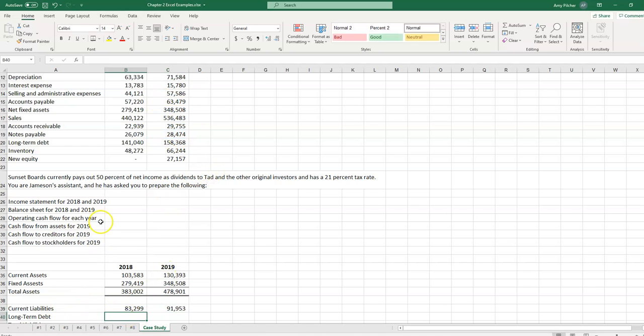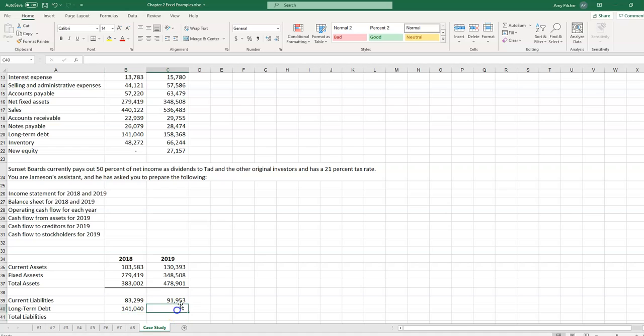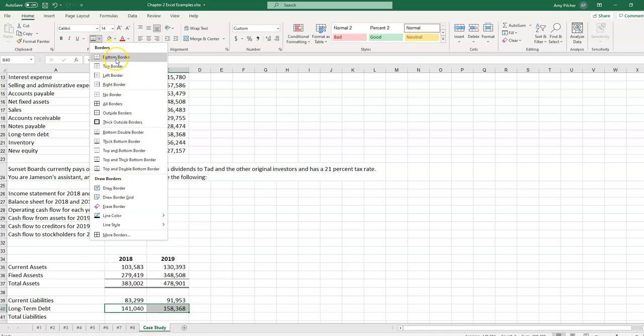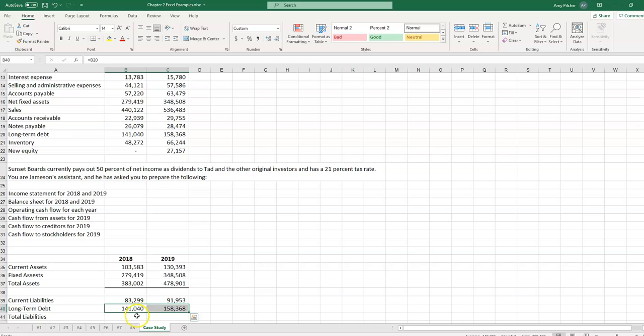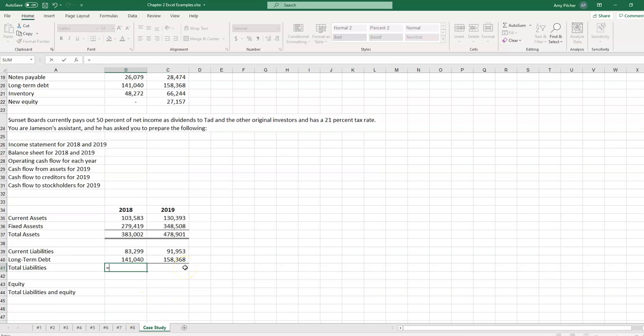Then we have our long-term liabilities, or our long-term debt. We're given a lump sum for those amounts. And if we add those together, we get our total liabilities.